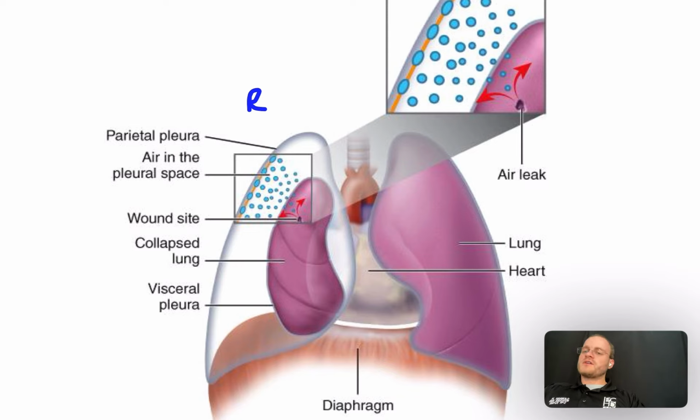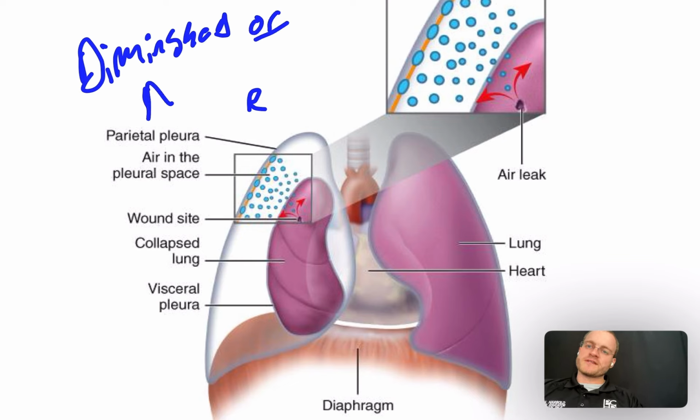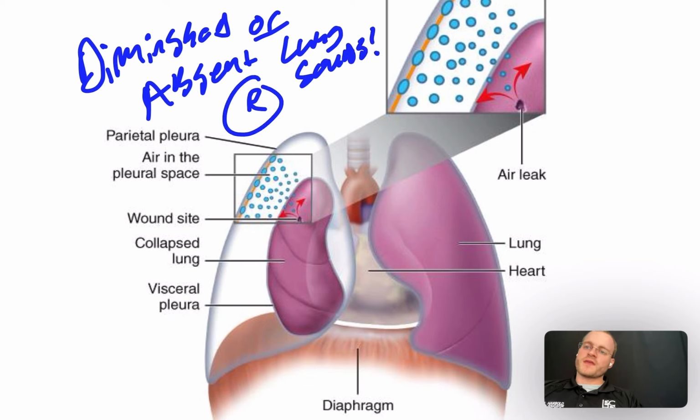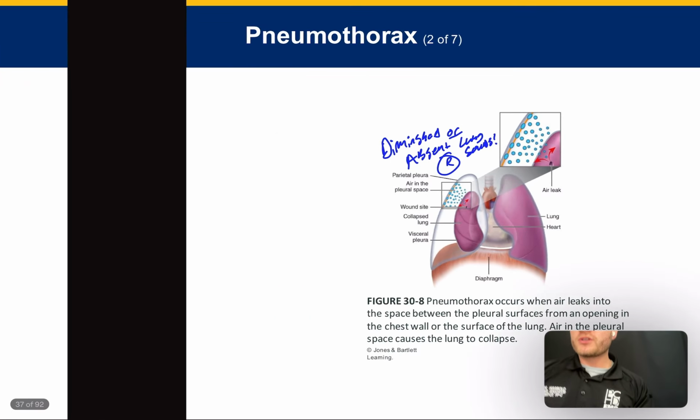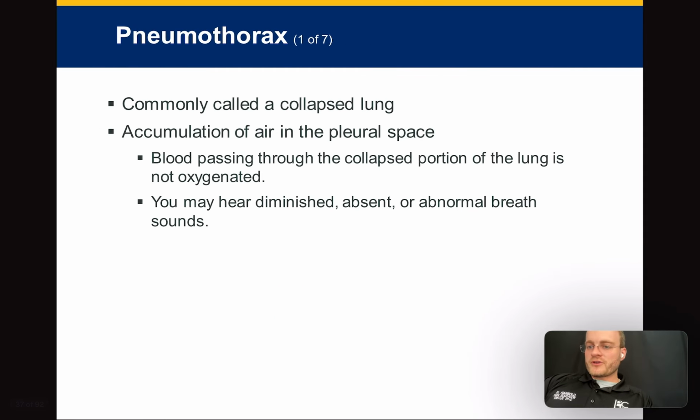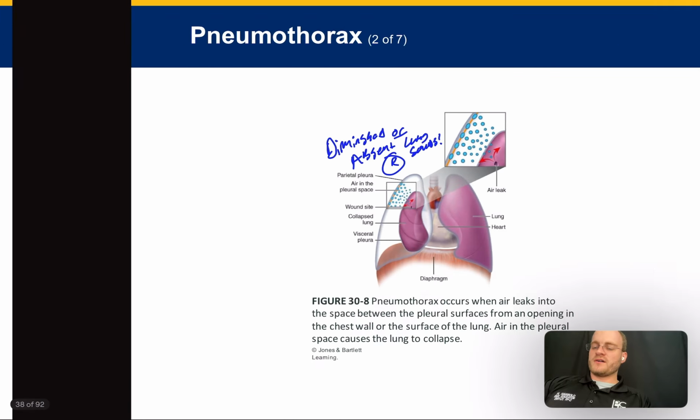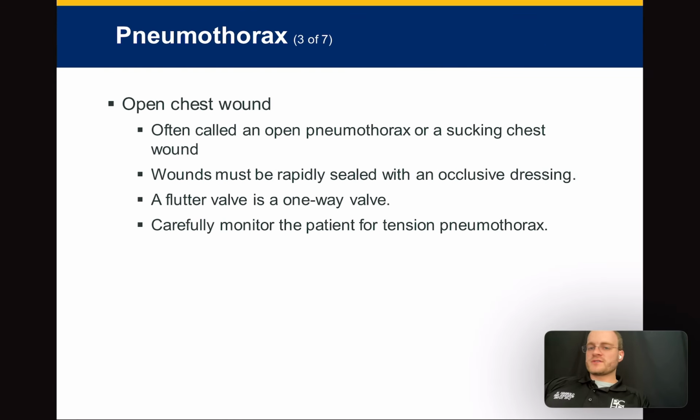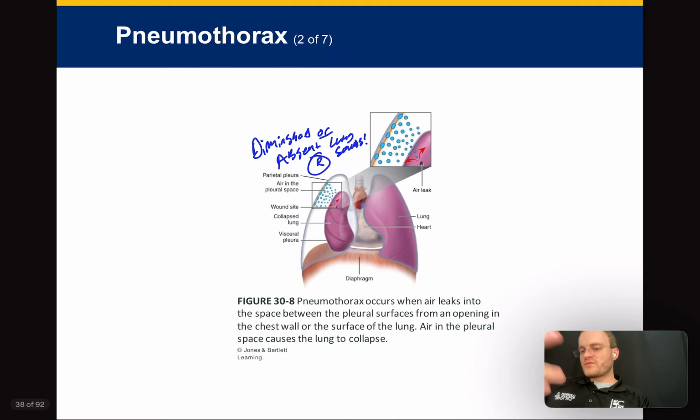And so you're going to hear, the words they will use on exams are either diminished or absent lung sounds. Very important. They can use either one of those. It means that there is not as much air moving through that area or none at all. And so this is a pneumothorax. And so you would hear either diminished, absent, or abnormal breath sounds. Okay, and so here's what this looks like. And so that is a pneumothorax.